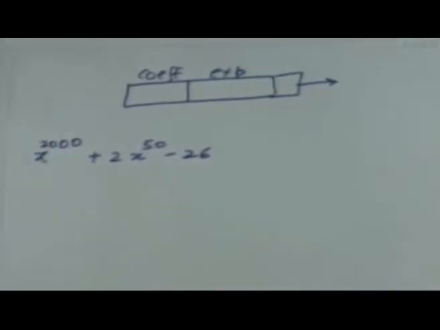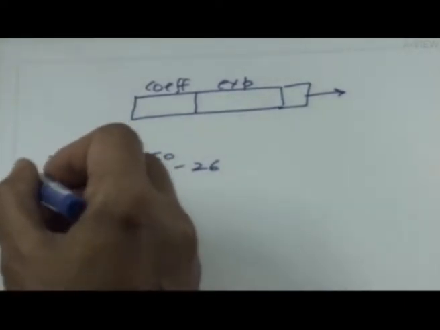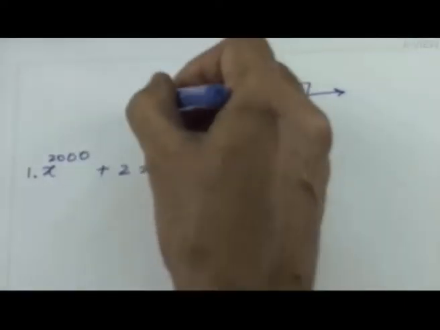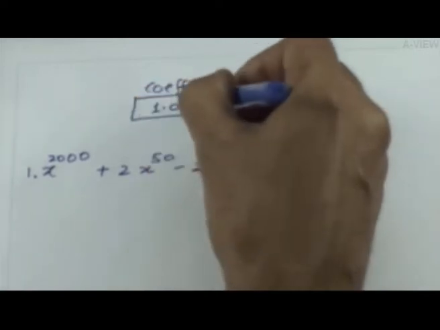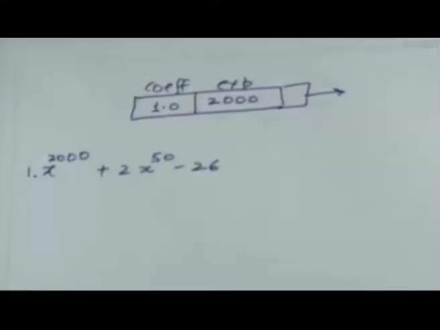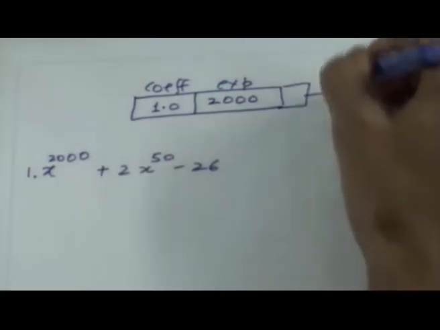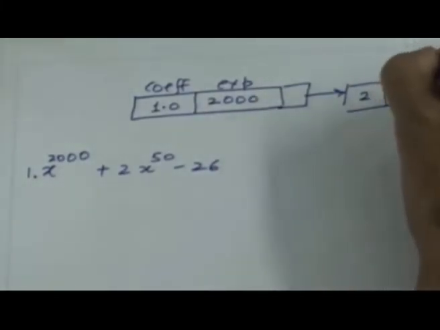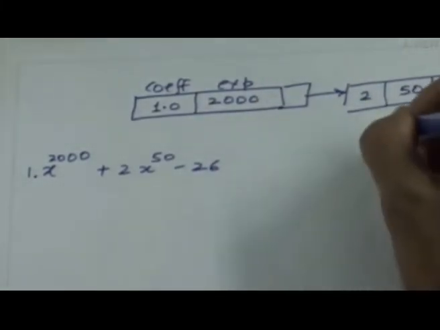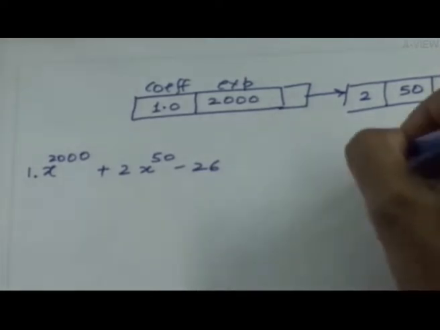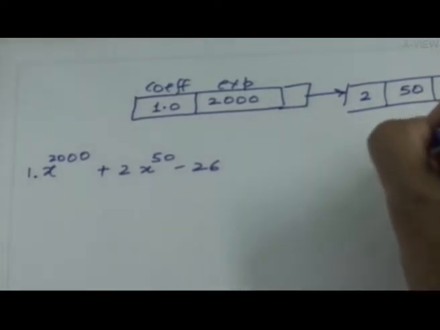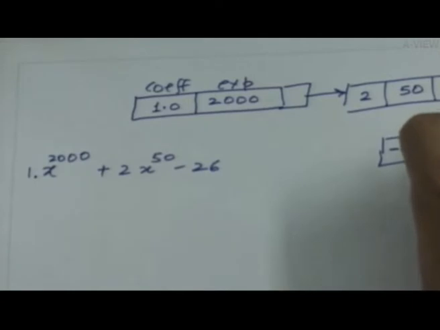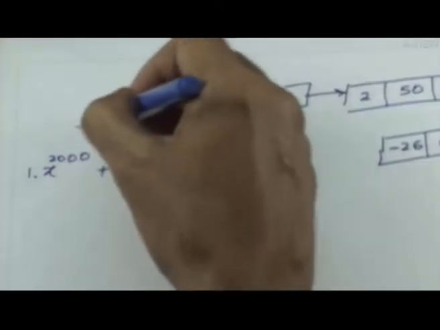So when you insert, this is what we will do. This is 1 into 2000, coefficient 1, power 2000. So here is coefficient 1.0, exponent 2000. I'll read the next term and populate it with yet another box. Coefficient 2 in the same order, exponent 50, and there is yet one more element. So please go ahead. Coefficient minus 26, exponent 0, end of the list. This is my polynomial.